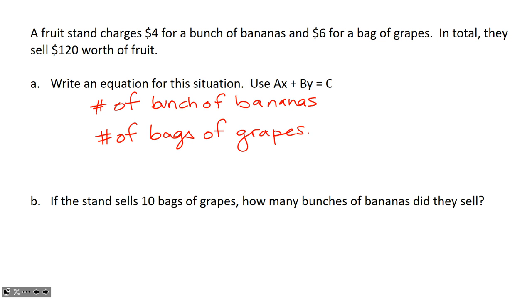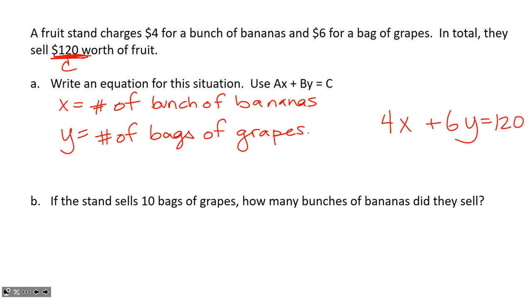They give you that total, so because we're using Ax plus By equals C, that's our C. That's our dependent variable. And that means that these are both independent, and it really doesn't matter which one you call x and y. So to write my equation, if x is the number of bunches of bananas, I know that they charge $4 for each bunch of bananas. And they also charge $6 for each bag of grapes, so 6 times y. And that should be equal to how much total they make, which is $120. So there's your equation.